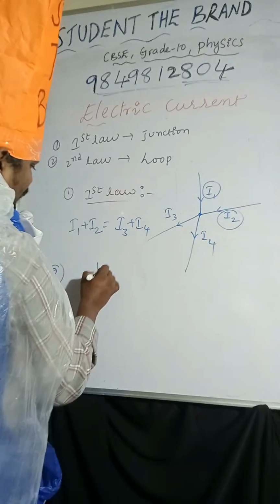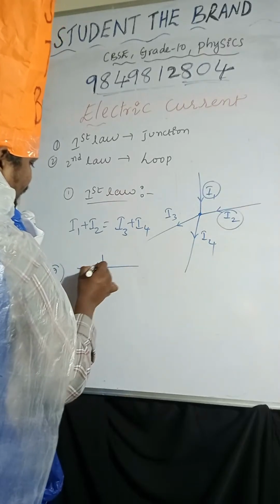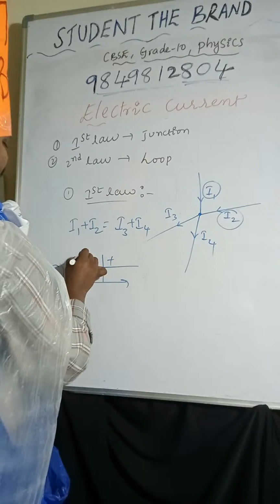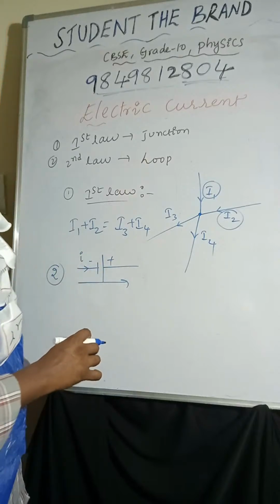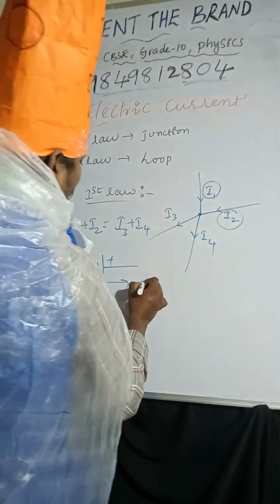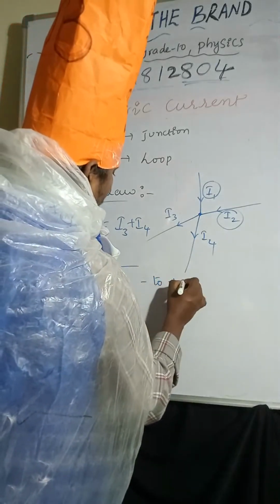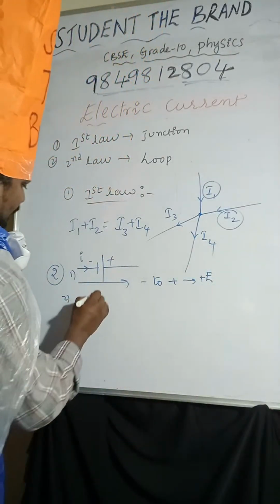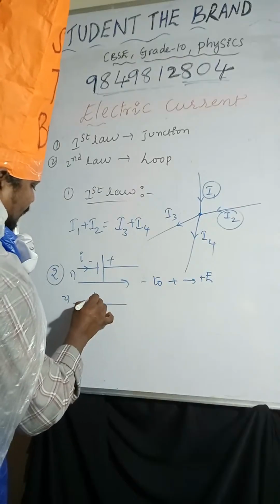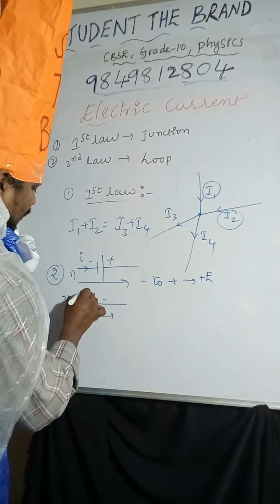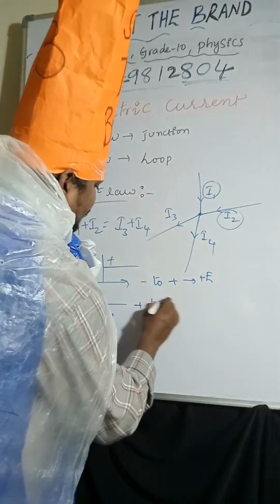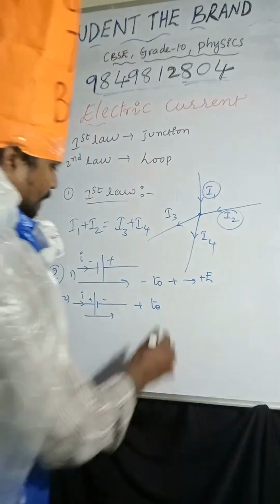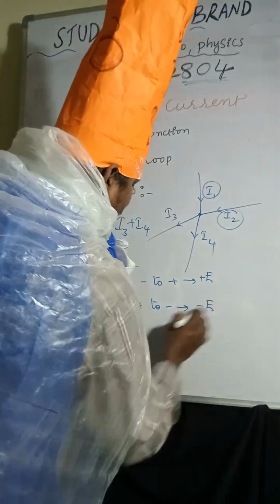And coming to the second law, here there are 4 points. If you are passing through the cell, the source of energy, then this is positive or negative. I am taking this path, so current is passing like this. You are moving from negative terminal to positive terminal, then EMF is positive. The second one is where you are moving from positive terminal to negative terminal through the cell. So that is EMF negative.